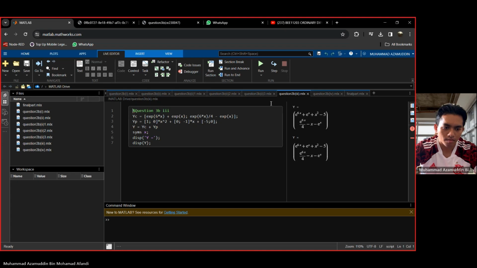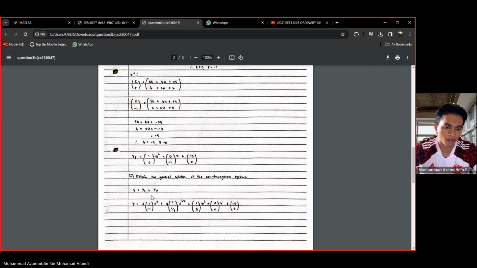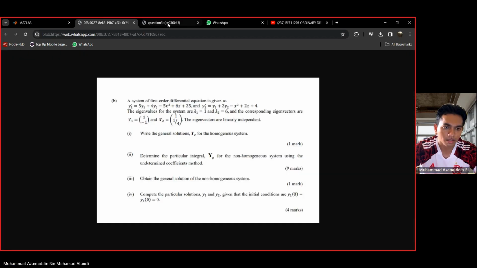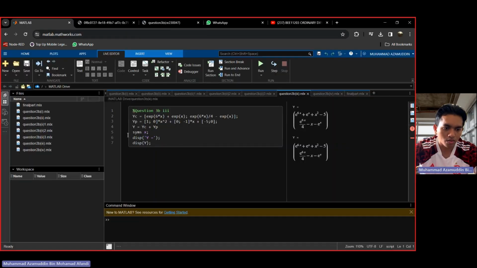Question 3b. First we need to put YC equal to the exponential, the same as the earlier answer. Then we also need to put the YP here, and then Y equal to YC plus YP like this. We need to determine the x, then we get the answer like this.